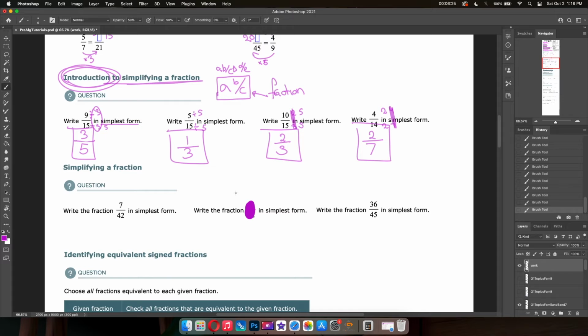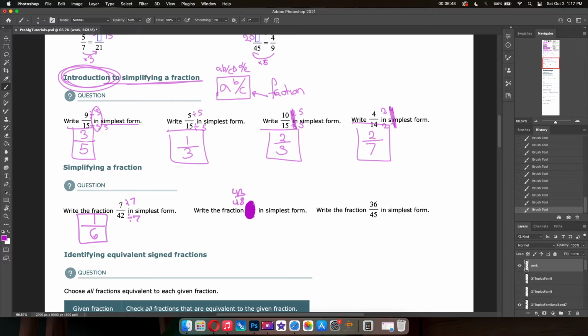Let's do 42 over 48. I'll look at that one in a second. So 7 only divides one way. That can be divided by 7. So what is 42 divided by 7? Can that be done? Check it on the calculator. Yes. 7 divided by 7 is 1. 42 divided by 7 is 6.